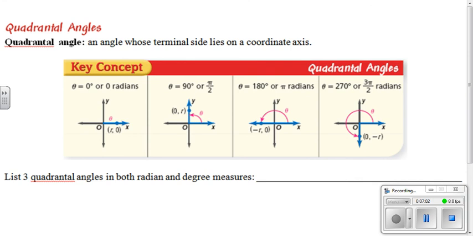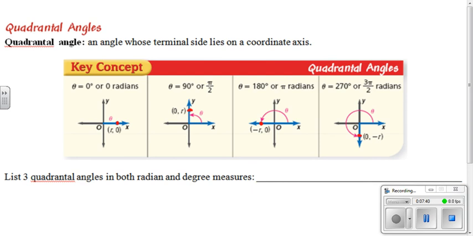Quadrantal angles. A quadrantal angle is an angle whose terminal side lies on the coordinate axis. So basically, any time your terminal side, your end point, is going to be right on the x or the y axis, that would be called quadrantal. So it looks like there are essentially only 4: if your terminal side lies right on the positive x, positive y, negative x, or negative y. Those are the 4 main basic quadrantal angles.